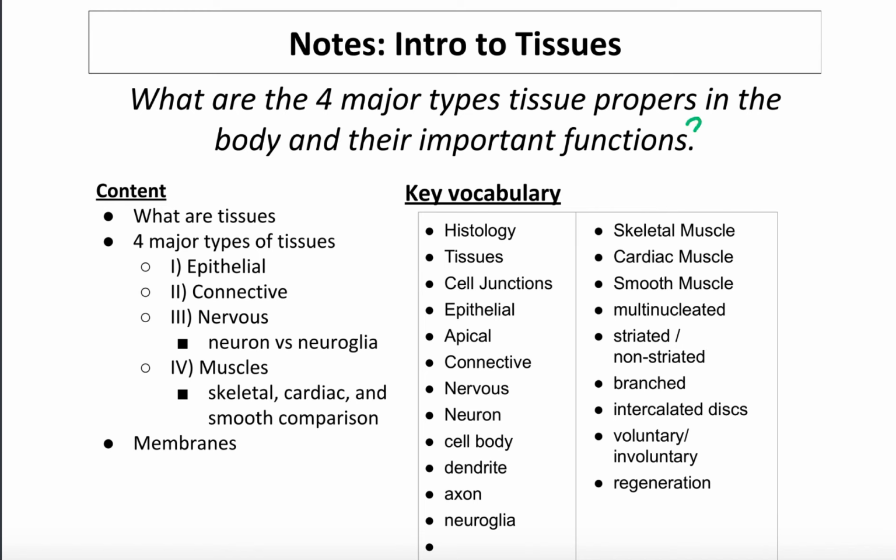So, in these notes, we're going to cover the four major types of tissues, as well as a special collection of tissues called membranes. During the course of the notes, we're going to cover these terms. In addition to that, we're going to cover membranes as well. I just forgot to list it in here under the key vocabulary.